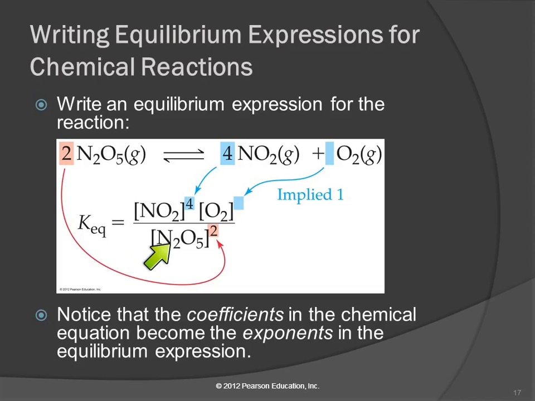And that's divided by the concentration of the reactants. Well, there's only one reactant. It's N2O5, so we put that down here in brackets. It has a coefficient of 2, and so we square that. So the coefficients are becoming the exponents. This is not some arbitrary thing we thought up. This is actually descriptive of what is happening, and there's a lot of chemistry behind this that we don't have time to go into. So you'll just have to take my word for it.